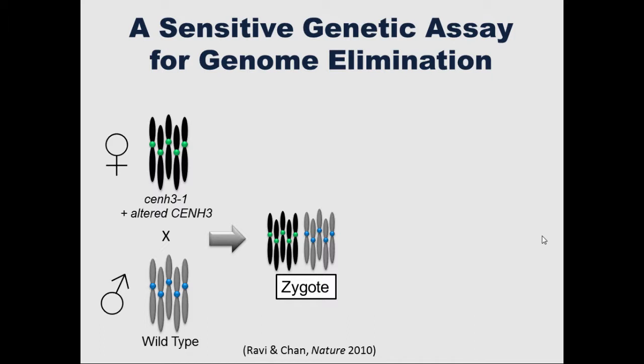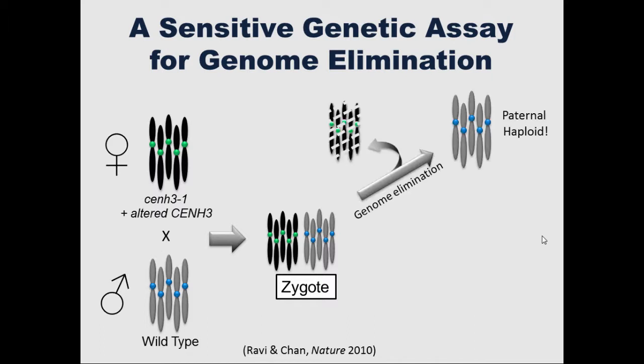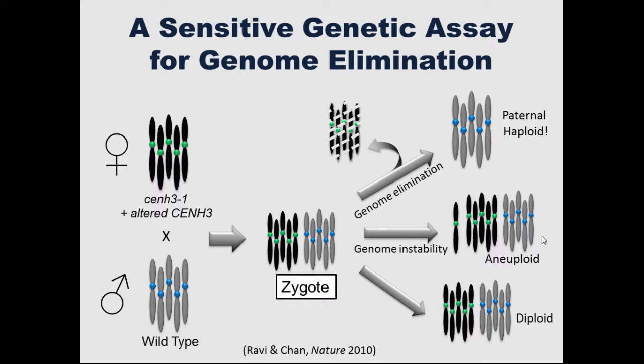We have work that has been done. And when you cross it with a wild type, you end up with a zygote, and elimination ensues. However, it's not just haploids that we get. A third of the population actually consists of diploids, which are normal. And we also see genome instability, which may be related to haploid induction, and we see a vast number of aneuploids as well. So a third of the population are aneuploid.